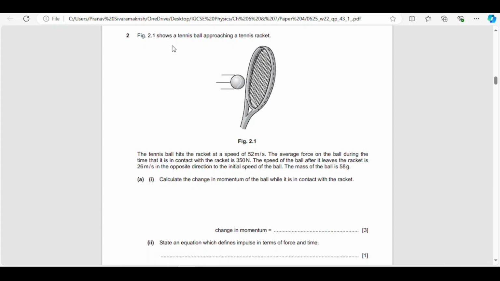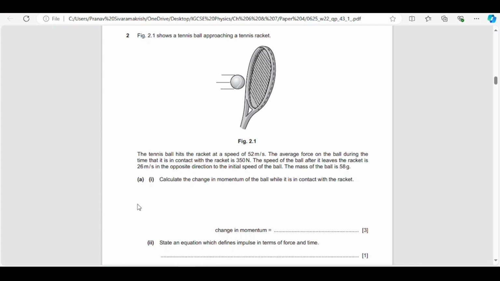Essentially, you've got a tennis ball that approaches a tennis racket. The tennis ball hits the racket at a speed of 52 meters per second. The average force on the ball during the time that it is in contact with the racket is 350 newtons. So the ball feels a force when the racket is in touch with it, in the opposite direction to the initial direction of travel of the ball. The speed of the ball after it leaves the racket is 26 meters per second in the opposite direction to the initial speed of the ball. So it moves back with essentially half the speed that it had before. And the mass of the ball is 58 grams.